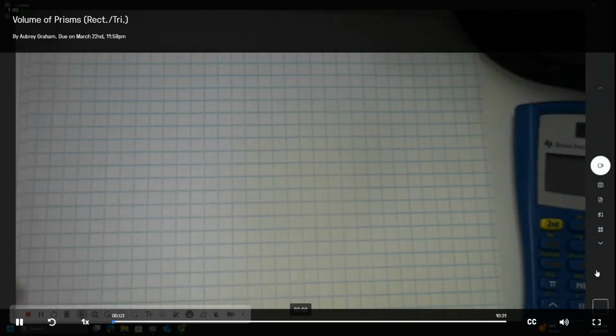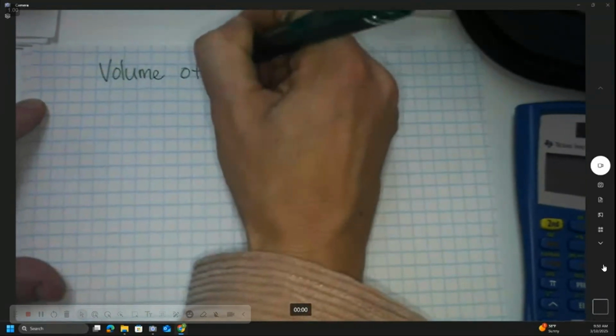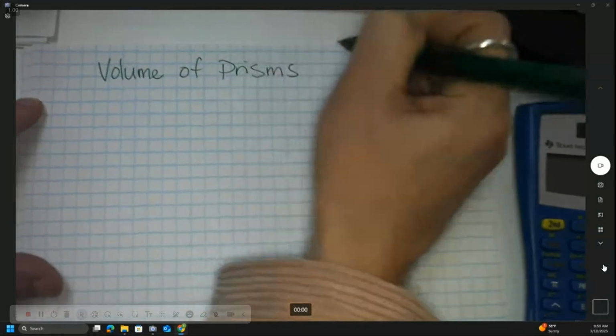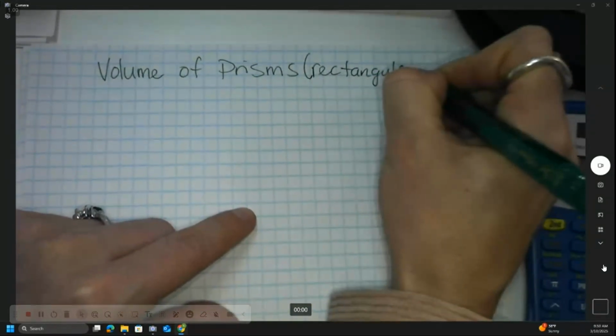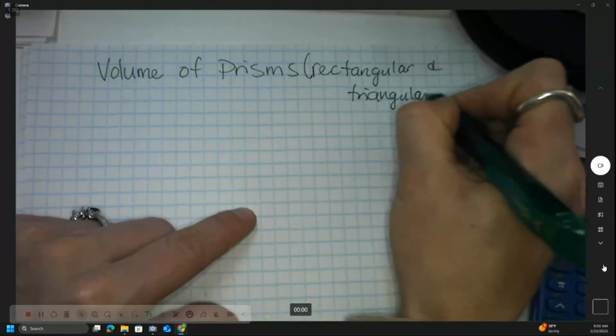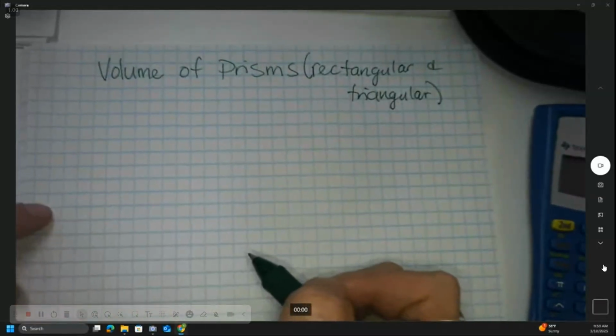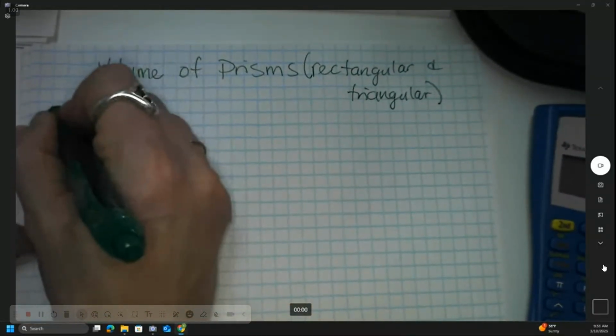Okay, so the next part of our geometry chapter is covering volume and surface area. We are going to talk first about the volume of prisms, and there's two different kinds. There's a rectangular prism and triangular prisms. For a rectangular prism, let's talk about those first.